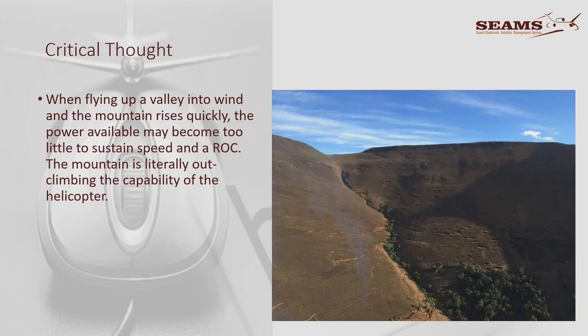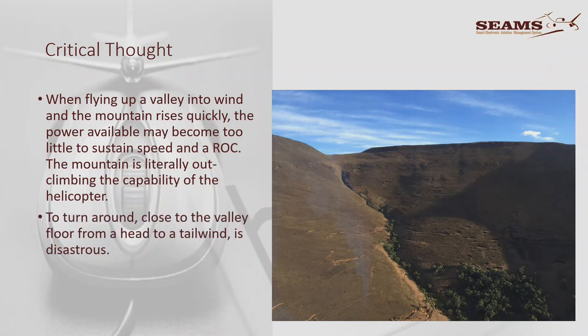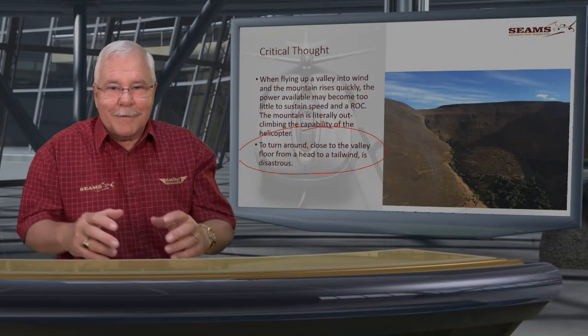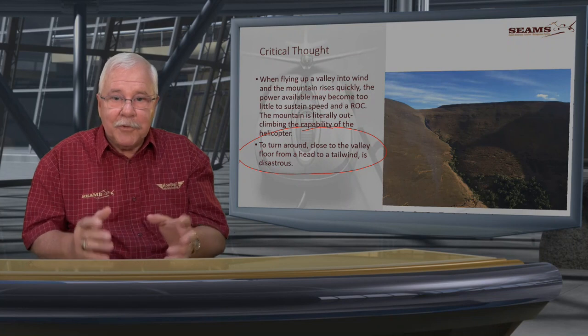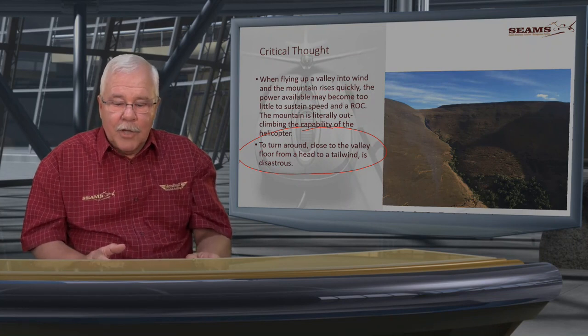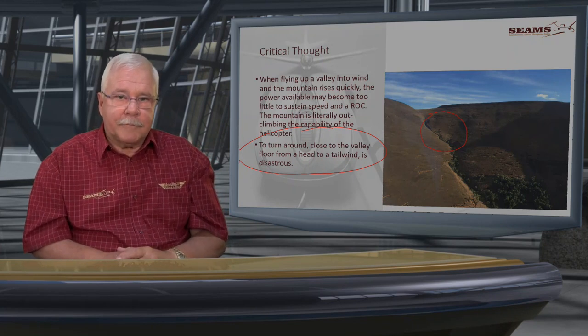Okay. So what's the next thing that I say? I say that to turn around close to the valley head into a tailwind is disastrous. And I don't have to talk about this anymore. I think it was explained enough. You cannot turn around. So if you've flown yourself into the corner, there's no way out. I'm sorry.